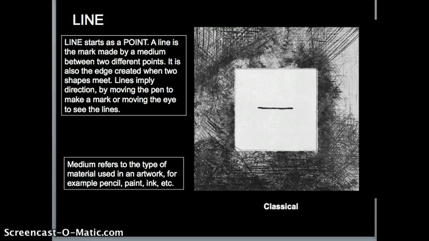We can also describe line as the edge created when two shapes meet. That is very significant when we're discussing the style of a painting. Based on how crisp the edges are where the shapes meet, we can call it painterly or very geometric, and we'll look at some more examples of that soon. Line is also important because it implies direction. Sometimes we have implied lines that may not be visible, however, through a gesture or through patterns and shape, the eye is moved towards a certain direction.